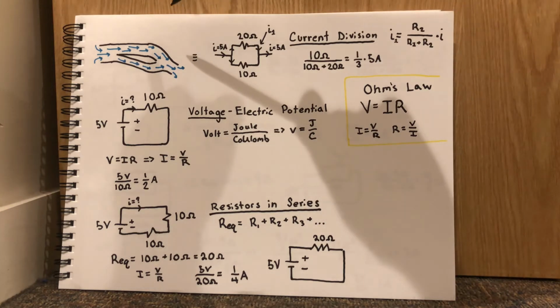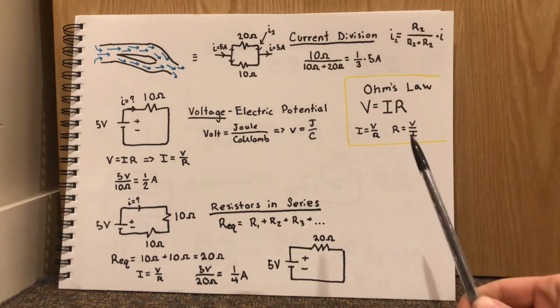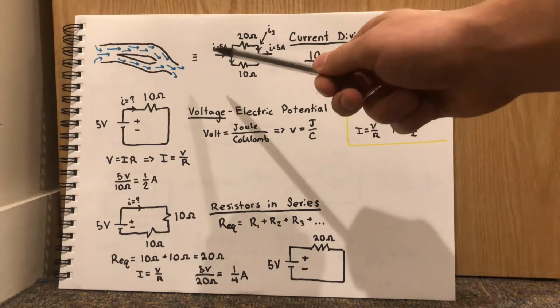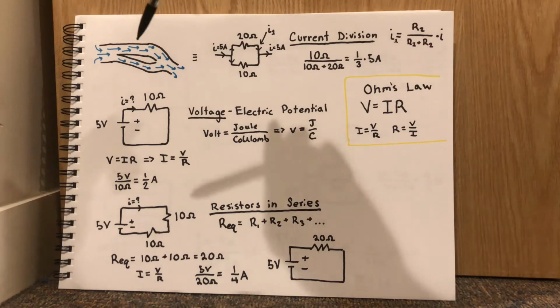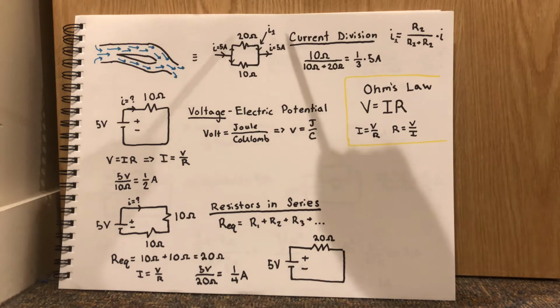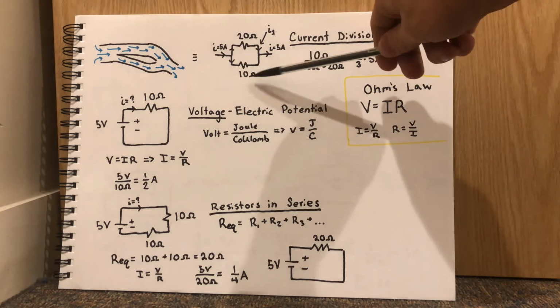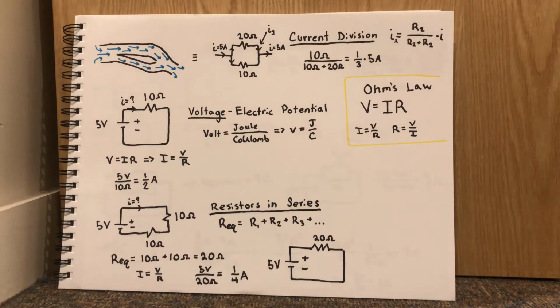So I redrew this, but as a circuit. And we have 5 amps with the option to go through the 20 ohm resistor or the 10 ohm resistor. And what we'll see is that more of the current is going to go through this 10 ohm resistor. Why? It's less resistance, it's easier. And we have a formula for this, which is current division.